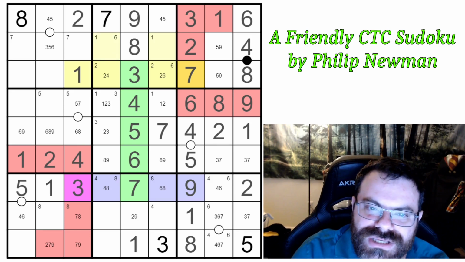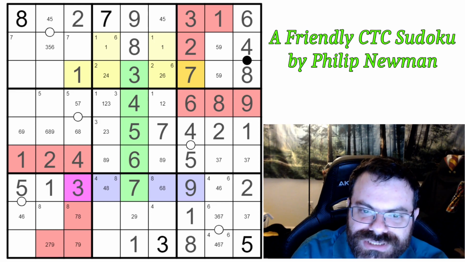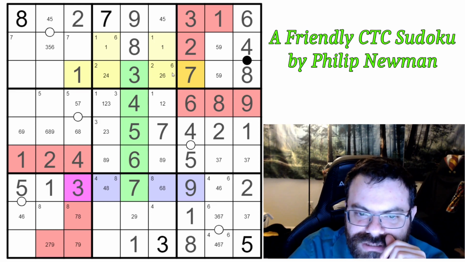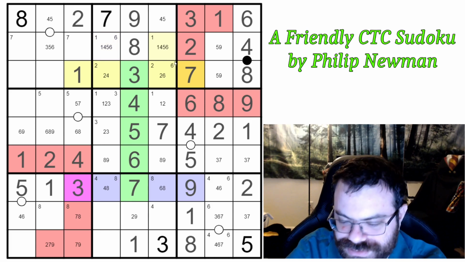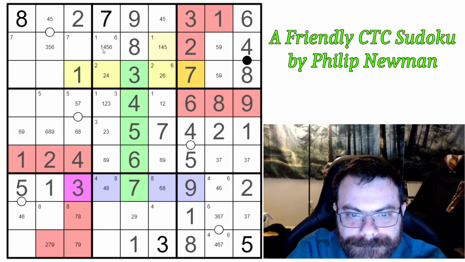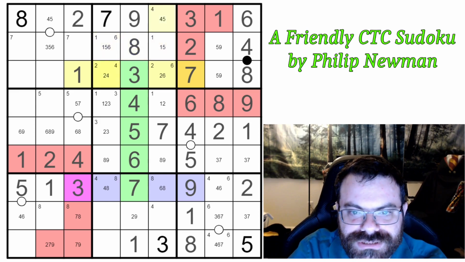So we can be a 1. We can't be 2 because of the lock set. We can't be 3. We can be 4, 5, or 6. And this is not 6. These aren't 4. So actually that puts 4 here or here.